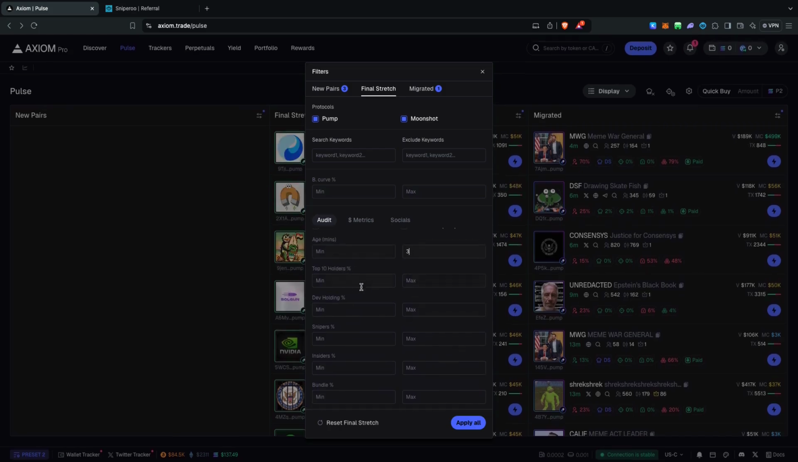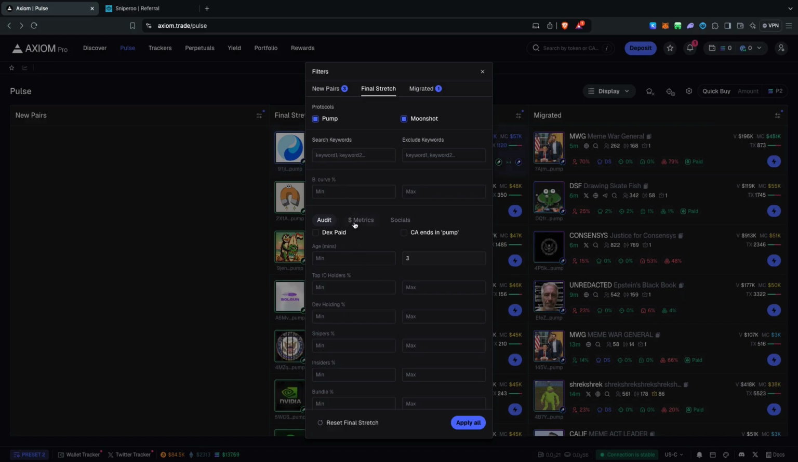Forget about these other types of filters here. It's just going to give you analysis paralysis, and you're probably going to be looking at the wrong stuff, the wrong data. So when it comes to the audit feature, because here there's audit, there's metrics, there's socials as well, just configure your age and the minute duration, which is going to be 3 minutes. Now, moving on to the next one.